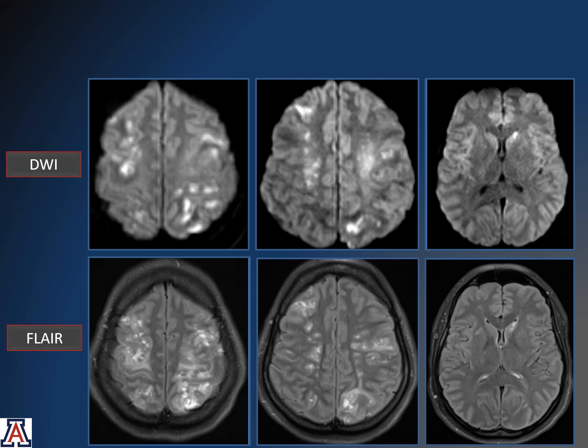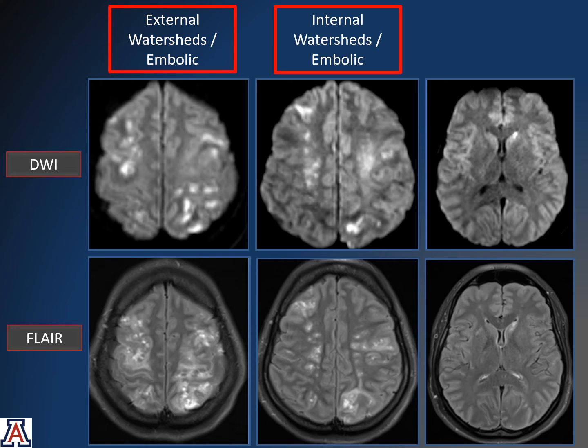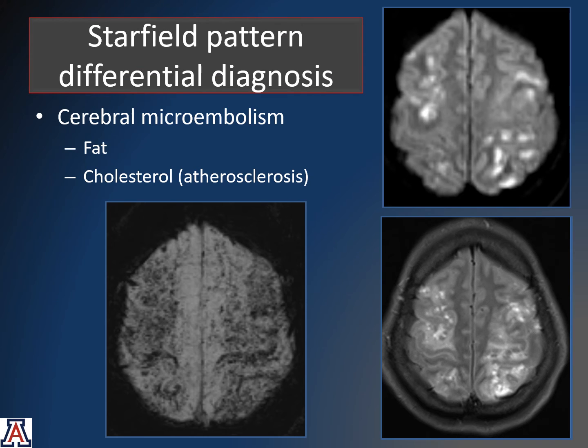DWI and FLAIR imaging revealed infarcts in the external watersheds, the internal watersheds, as well as the deep gray and cortical gray matter. This case is an example of a phenomenon termed the star field pattern, which is described as scattered restricted diffusion within regions of confluent T2 hyperintensity.